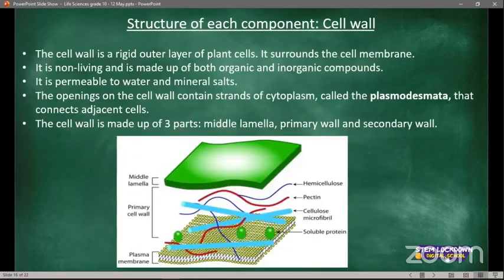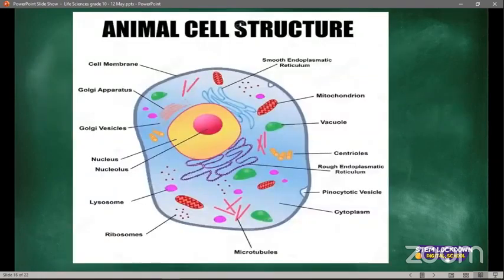So guys, before I move on to the structure of the cell wall, I didn't put up a slide of your homework. So what I want you guys to do is to give me the comparison or a table denoting the differences between the animal cell and the plant cell. So tabulate the differences between the animal cell and the plant cell.